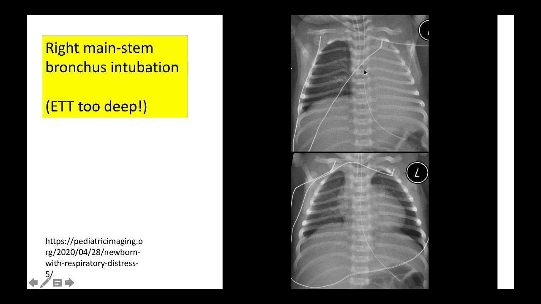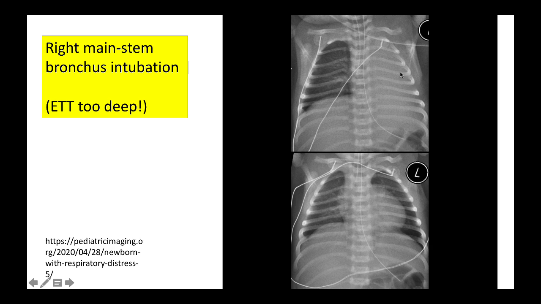In this x-ray, we see that the tip of the ET tube is projecting deep within the right mainstem bronchus. So, as an aside, if the ET tube goes too deep, it is way more likely to go down the right bronchus because it has a less acute angle than the left bronchus. So the right bronchus will go kind of off like this, whereas the left bronchus is more likely to go off like that. So here, that's exactly what happened, and it was a right mainstem intubation.